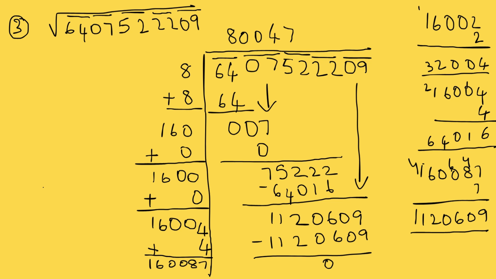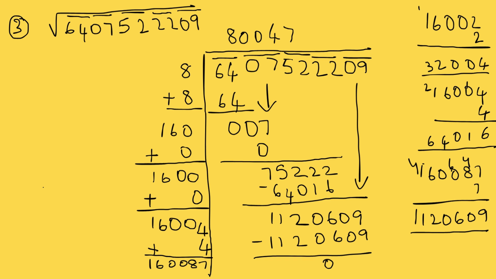So you get 752. Now you will put a number next to 160, which will give you a number less than or equal to 752. But that is also not possible. So we'll put another 0, making it 1600. And we'll put another 0 in the quotient. So 1600 plus 0 will give you 1600. And now we will bring down the next period, that is 22, which will make it 75,222.